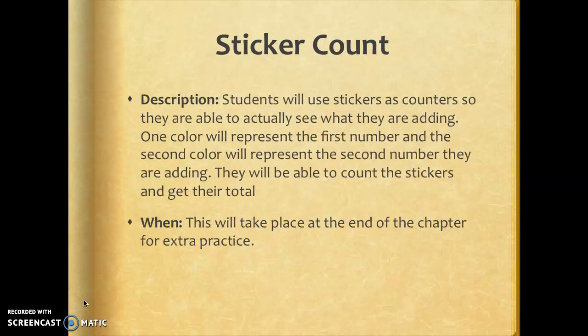So, a description of this activity. Students will use stickers as counters so that they are actually able to see what they're adding. They'll have one color that represents the first number being used, and the second color will represent the second number that they are adding, and they'll be able to visibly see the difference, and then count the stickers and come up with their total. This will take place at the end of the chapter or the unit so that extra practice can be done.